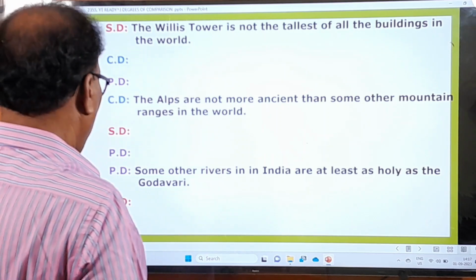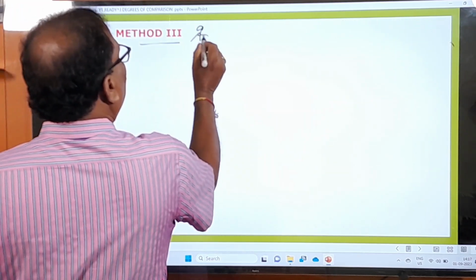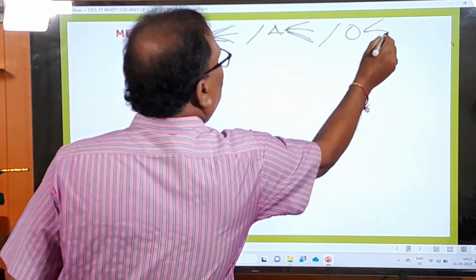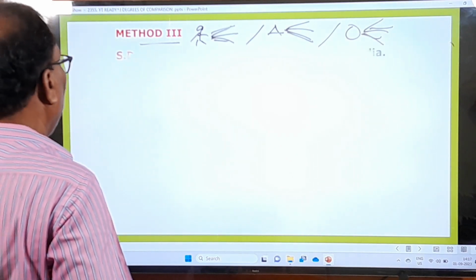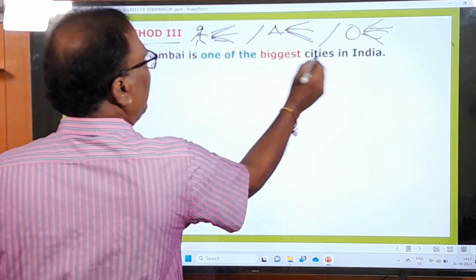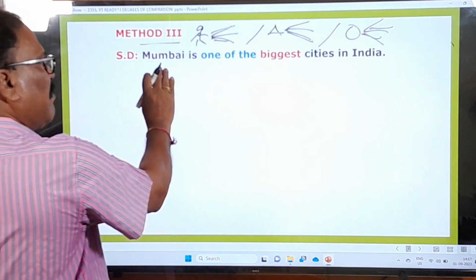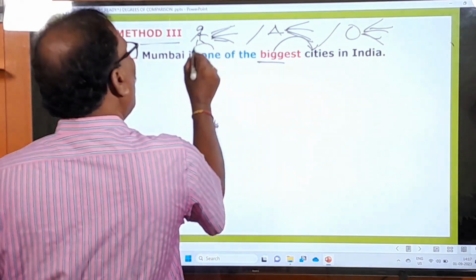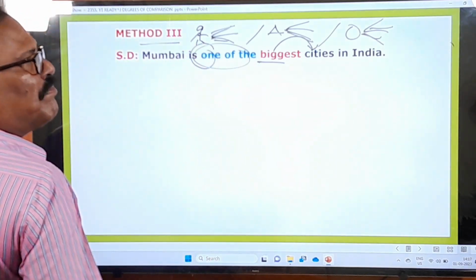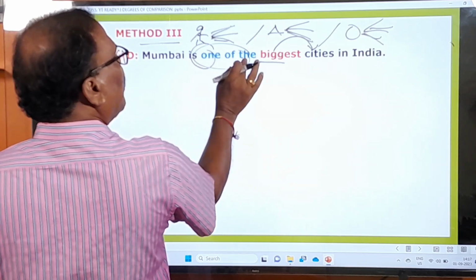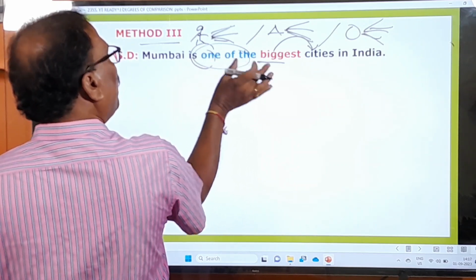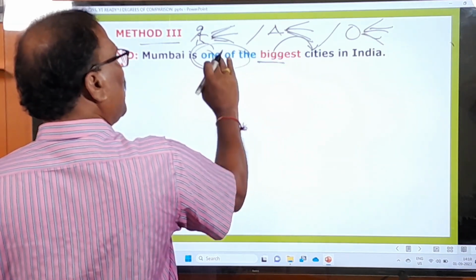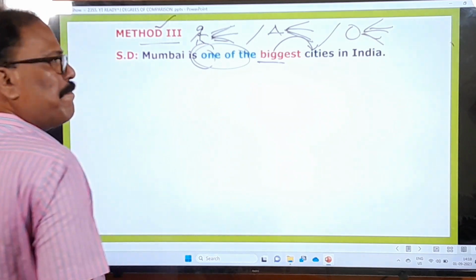Okay, right. Method 3 is there. In this also, we compare one person with many persons, one thing with many things, and one place with many places. Right. And what is the superlative degree? Mumbai is one of the biggest cities in India. Mumbai, Indialoni biggest అత్యంత పెద్ద నగరాలలో ముంబై ఒకటి. One of the method 3. Before the superlative adjective, one of the is used. This is a special feature of this method. So you keep this in mind, and whenever you find this one of the before the superlative adjective, you must think it is method 3.